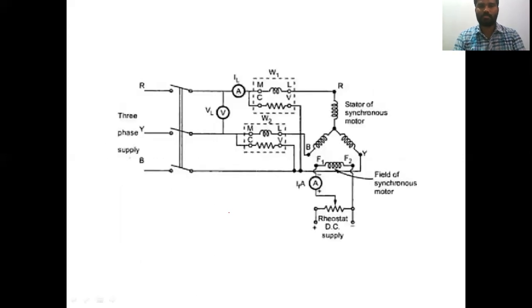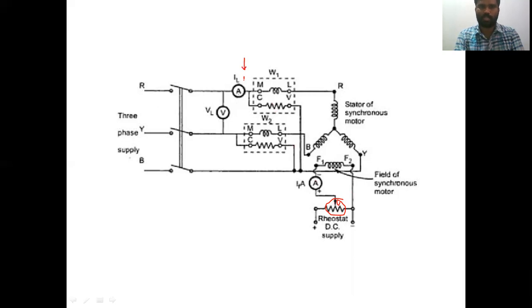So this is an experimental setup to obtain these curves. Look at this point. The field winding of the synchronous motor is connected with the rheostat. Rheostat is a variable resistor. Usually it should be kept at maximum position to get minimum field current. When the field current is very minimum, the armature current will be very high. When the field current is increased, that is by decreasing the field rheostat, the armature current will fall.